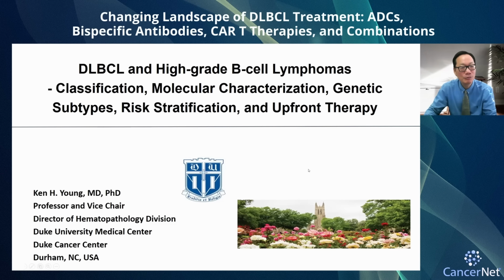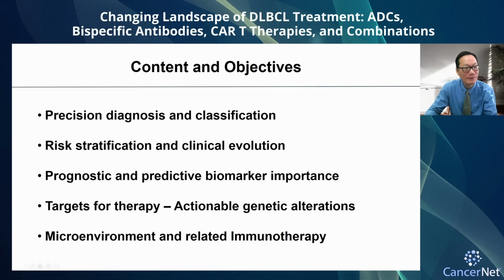My presentation will touch on each of these 5 major components: precision diagnosis and classification, risk stratification, prognostic and predictive biomarkers, and important biomarkers that may be actionable alterations for the therapeutic decision-making process. The microenvironment will also be critical, as it may be associated with immunotherapy.